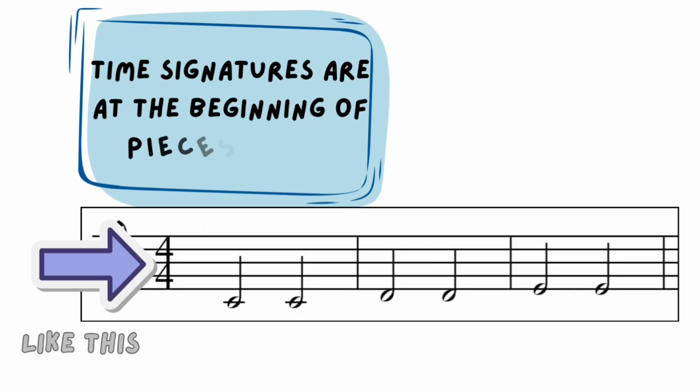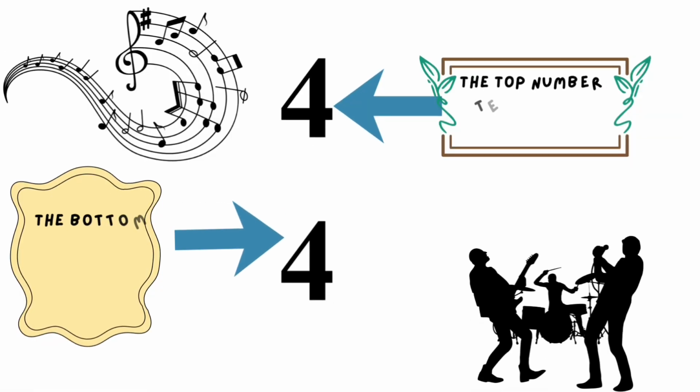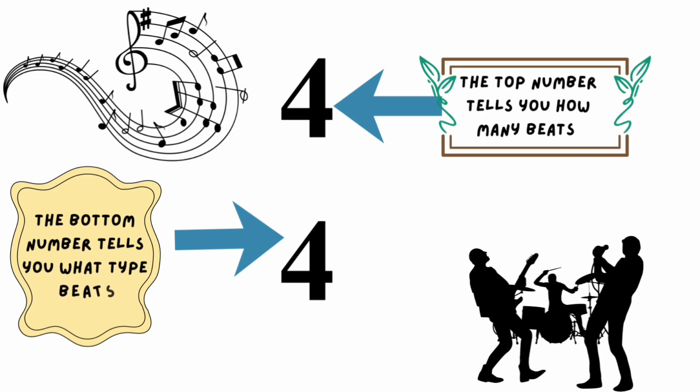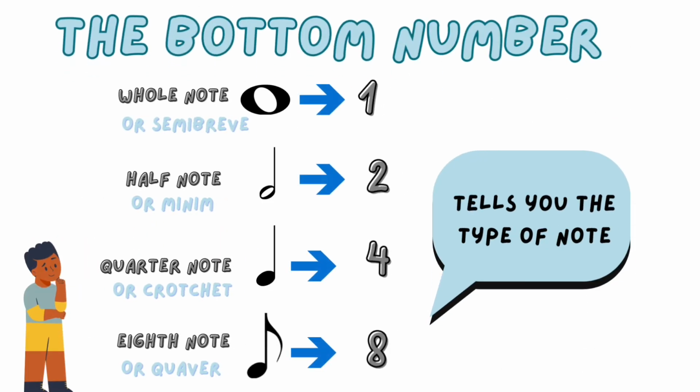Time signatures are at the beginning of pieces of music, like this one. So you can see here at the beginning of this music, it says 4/4. Okay, so that tells you what we're counting. Okay, so the top number tells you how many beats you're counting, which in this case is 4. And the bottom number tells you what type of beat you're counting, which in this case is crotchets or quarter notes. So let's look at the bottom number a little bit more.